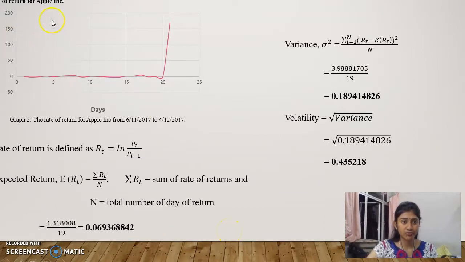And this is the rate of return. The formula Rt equals ln Pt over Pt minus 1 is used to determine the rate of return per day. So the expected return is 0.069, the variance is 0.189, and finally the volatility of the rate of return is 0.43.